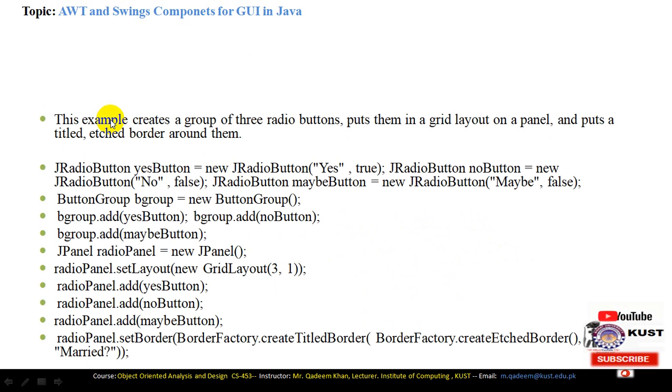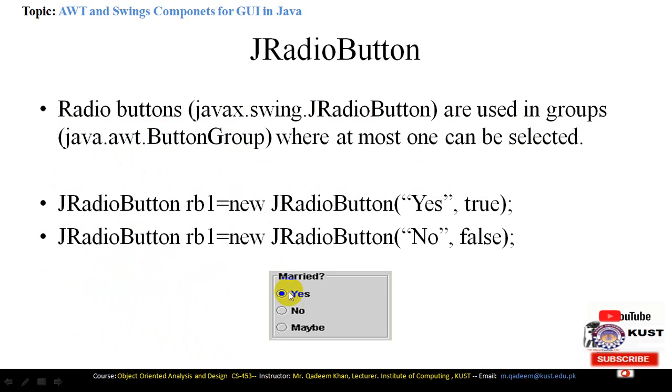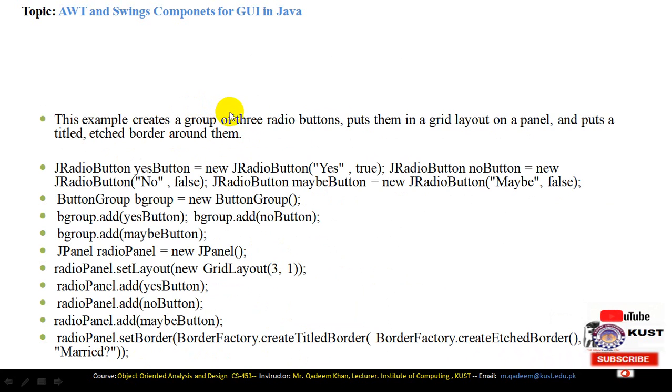Now this example creates a group of 3 radio buttons. Put them in a grid layout on a panel, or put a titled border around them. Okay, dear students, first remember that, for example, if there are 3 buttons and you want to group them, you must place all these 3 buttons on a panel, so that they may be in a grid and aligned or grouped with each other.